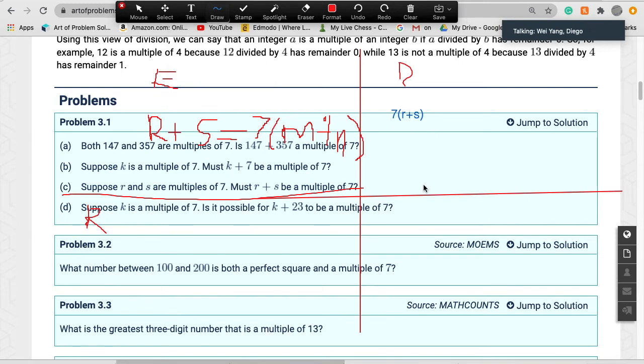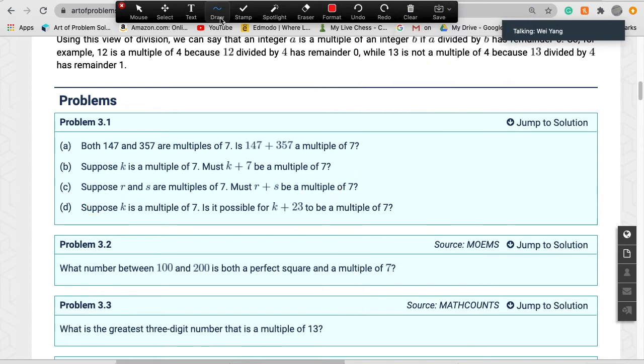Okay, you don't need to say the book. Everybody, listen. What I say, you don't know how to prove, even if you understand this. Let me show you how to prove this. Based on the definition, R and S are multiples of 7. So we can write R equals 7 times an integer, suppose that's M. Then, because S is also a multiple of 7, we can write S equals 7 times another integer, suppose that's N.